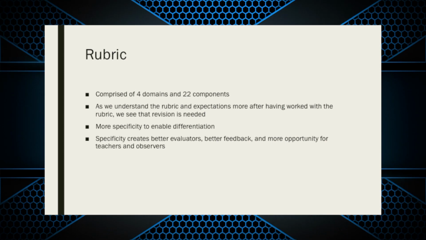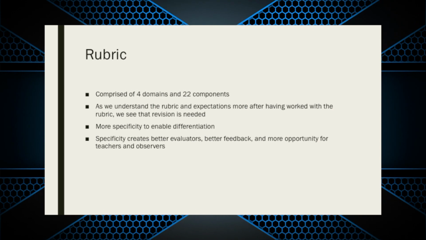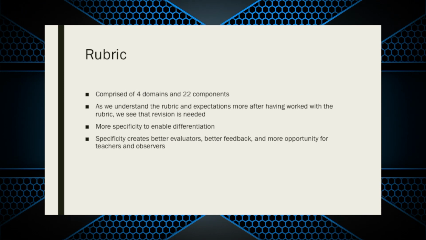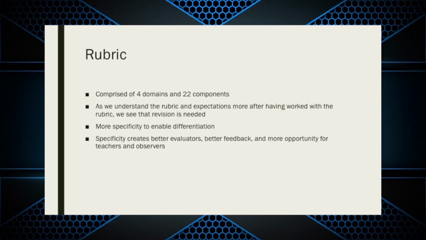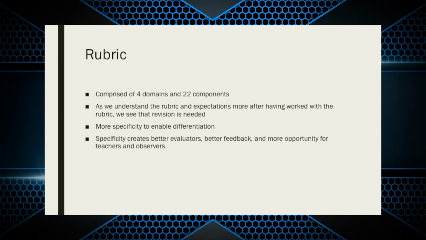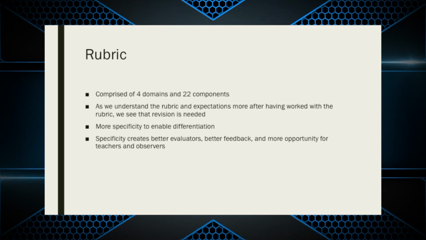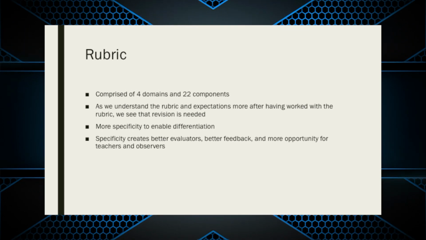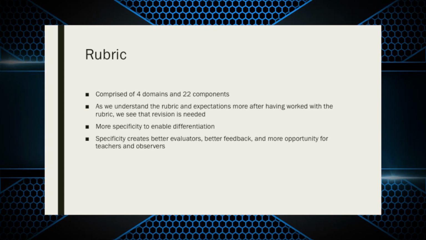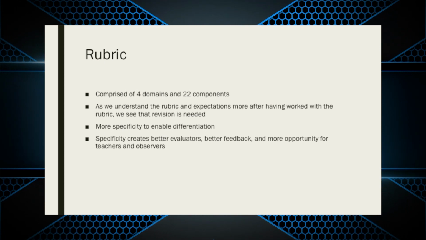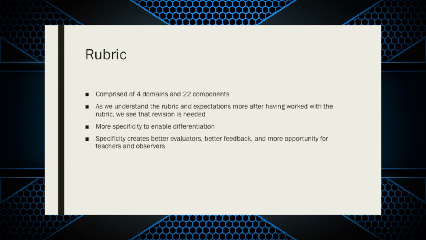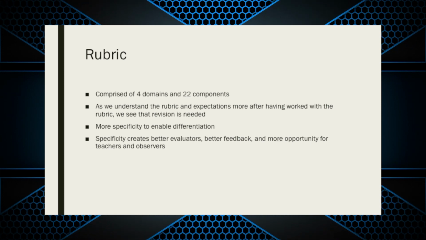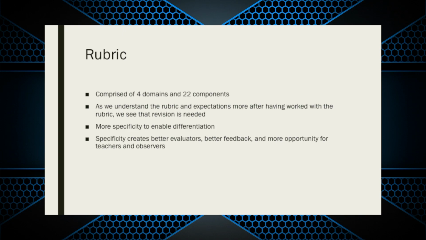Our rubrics are composed of 4 domains and 22 components in those 4 domains. We understand the expectations of the rubric, and we have a greater understanding of the interpretations as we have worked with this for over 5-6 years since 2009. More specifically, we believe that our interpretation should be able to offer differentiation between the ratings, and therefore we feel that the rubric may need some more specificity. Specificity helps evaluators to rate teachers and what they see, the evidence. It also helps teachers to perform more accurately on the expected behaviors and to know exactly what is being asked for.